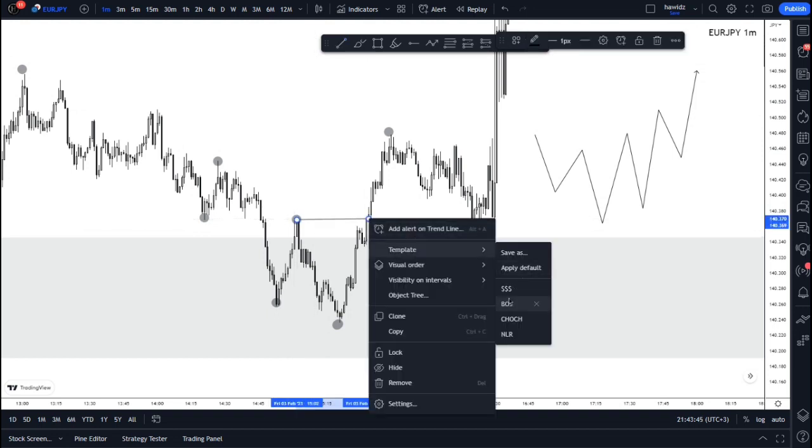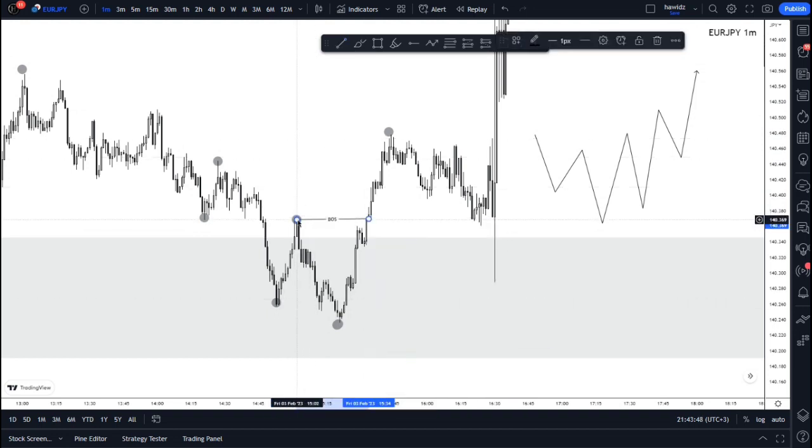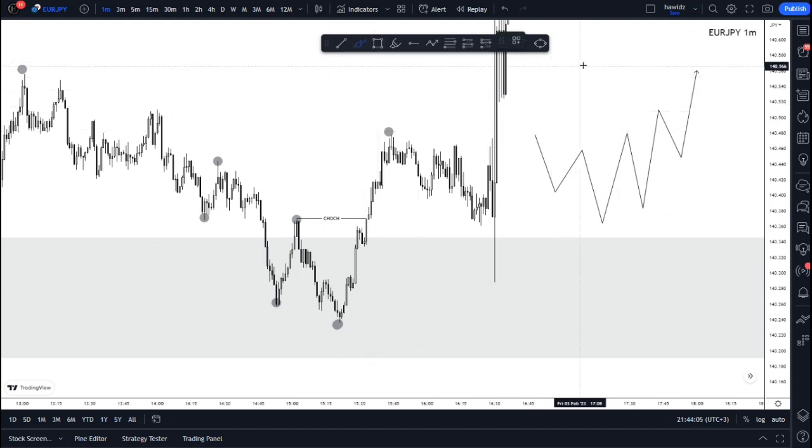Boom. So with this break here, let's just name it change of character. From this break, we now know that the pullback is over, and from here, price wants to go bullish. Lo and behold, the next thing that we're gonna look for, it's just repeated.